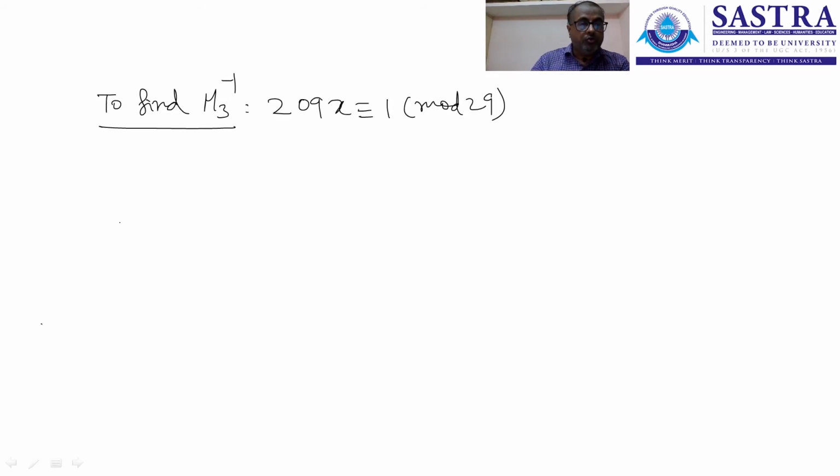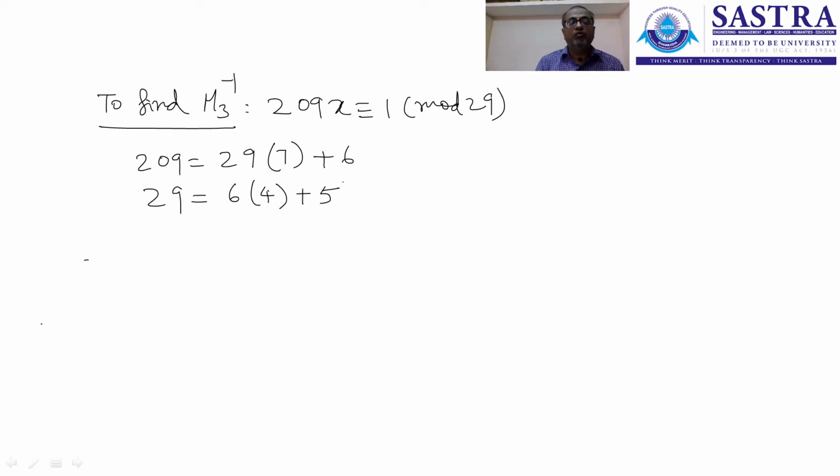Okay, so now, as usual, I have to divide 209 by 29. So I'll have 29 into 7 plus 6. Okay, so now I have to divide 29 by 6. 6 into 4, okay, 6 4s are 24, I will have plus 5. So 29 is 6 into 4 plus 5. Now I have to divide 6 by 5. Okay, so what do I get when I divide 6 by 5?